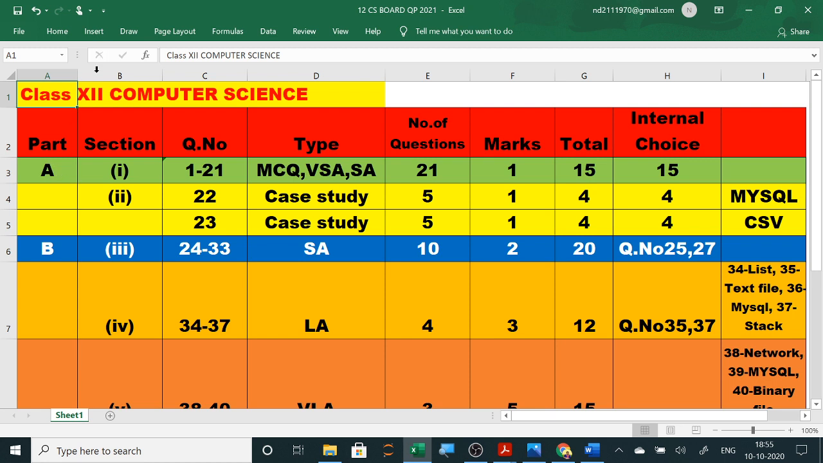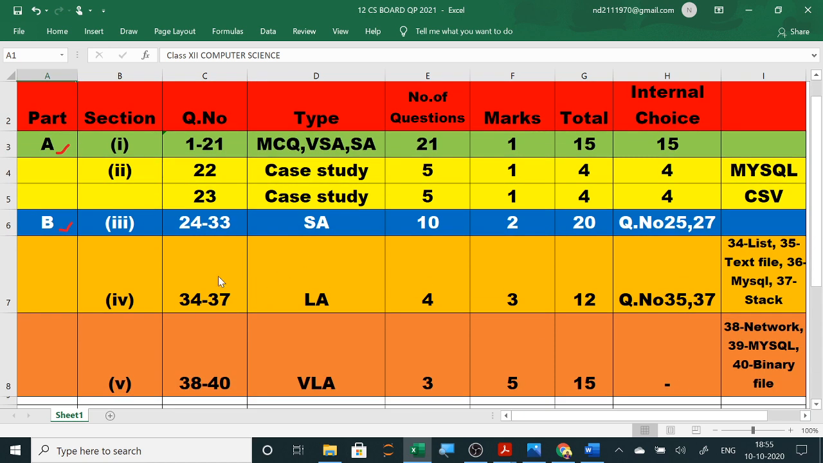Now you can see here we are having two parts. Part A we are having, this is one part, and part B. So the paper is divided into two parts, part A and B. In part A, section 1 and 2 are given, and in part B, section 3, 4 and 5 are given. Clear? Now the question numbers differ in all the subjects.